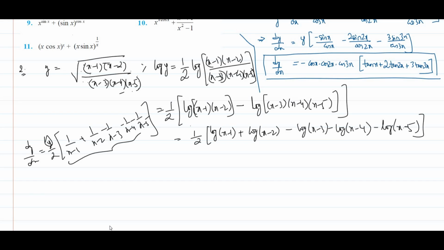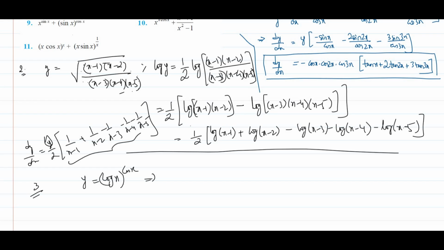Coming to the third question, we have log of x to the power cos x. So obviously we'll be assuming y to be log of x to the power cos x. Okay, if we differentiate the following expression, it would be very complex, so we won't make it so complex.